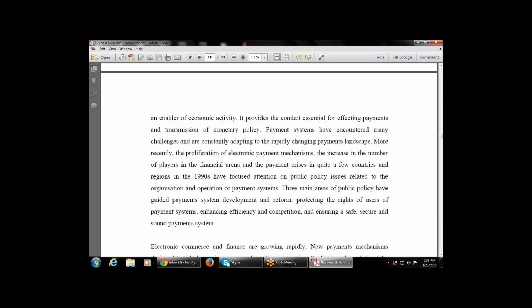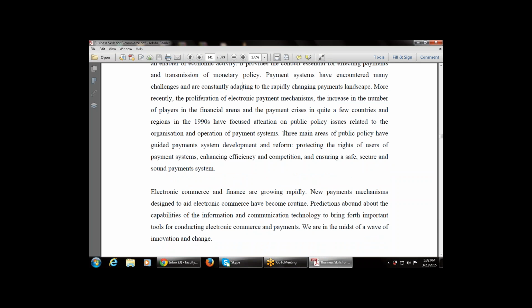These are the three main areas of public policy for the e-payment system in India. One is protecting the rights of users of the payment system. Every consumer, every user must have a right to make payments online. The next one is enhancing efficiency and competition, that is, increasing the market level for the e-payment system and bringing awareness among consumers. And the last is ensuring a safe, secure and sound e-payment system.